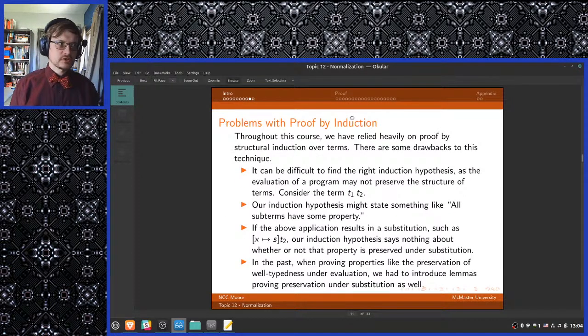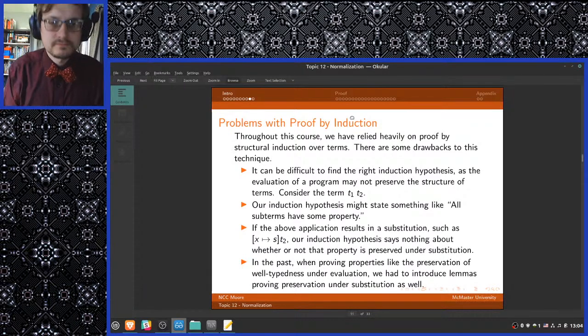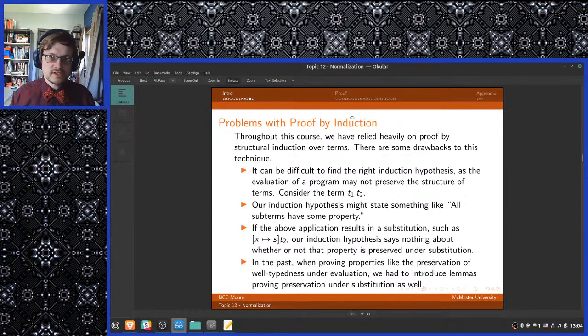Problems with proof by induction. Throughout the course, we have relied heavily on proof by structural induction over terms. There are some drawbacks, however, to this technique. It can be difficult to find the right induction hypothesis, as the evaluation of a program may not preserve the structure of the terms.